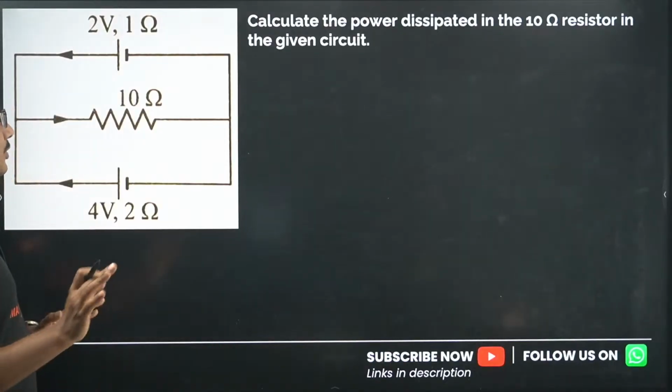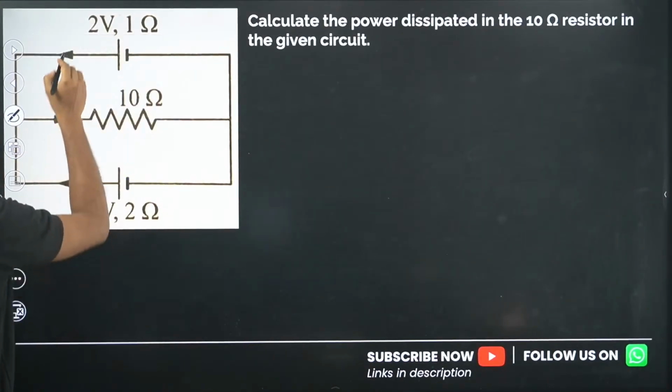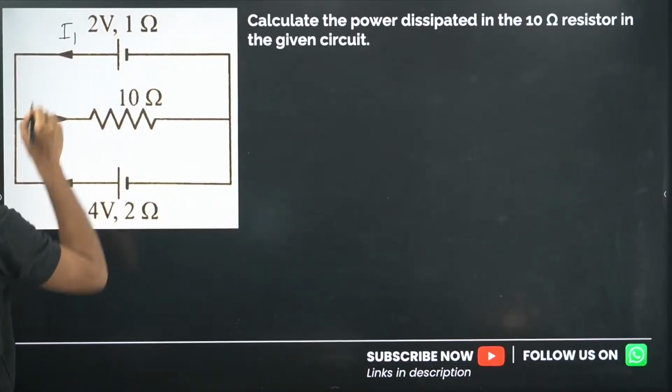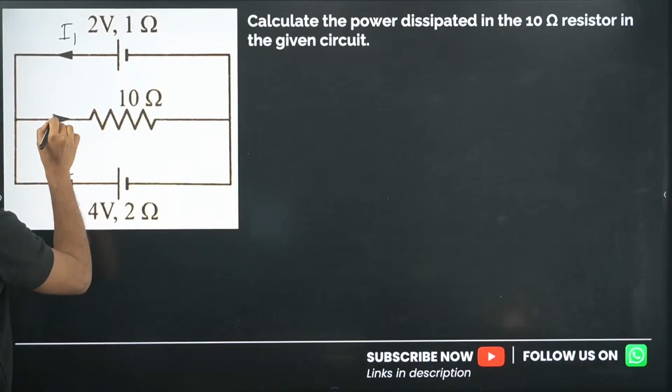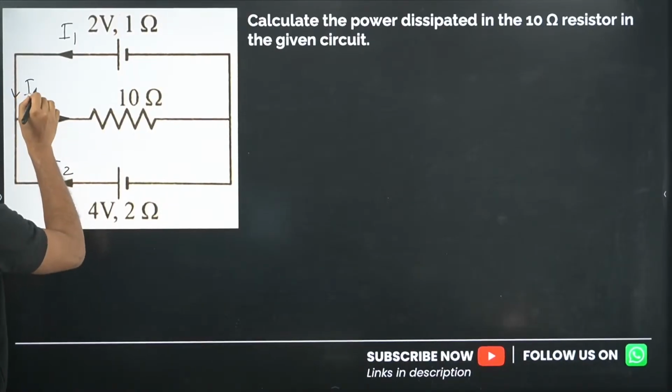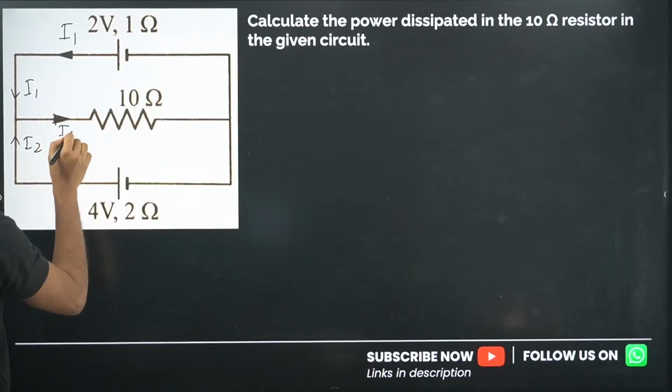Kirchhoff's voltage laws are simple. So if we say that the current through this is I1, the current through this is I2, then the current through this is I1, this is I2. So the total current passing through this is, say, I.